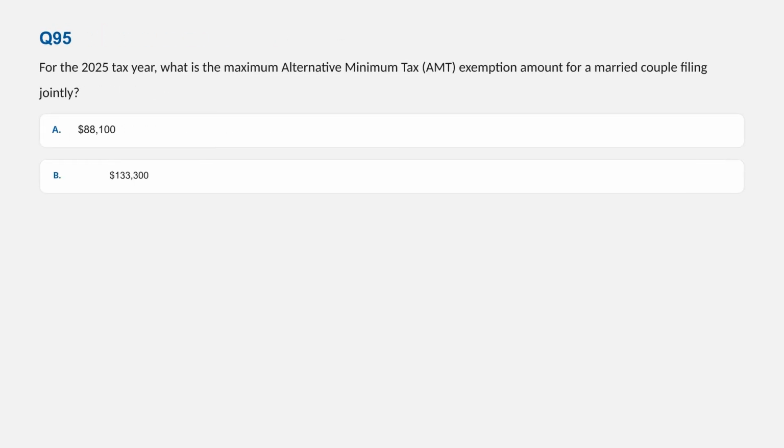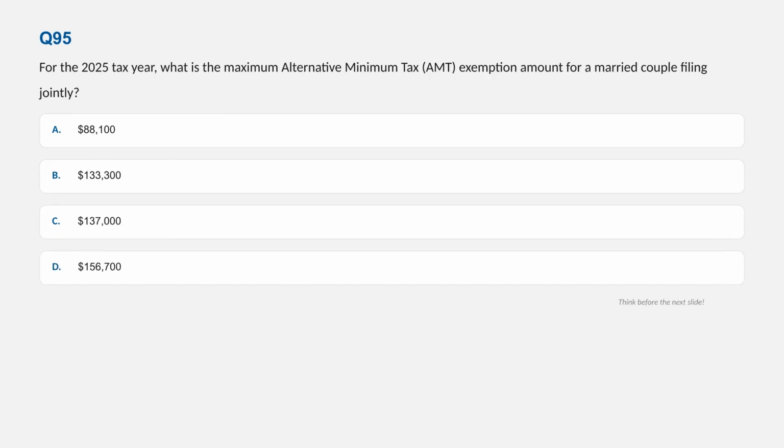Alright, let's move to question 95. For the 2025 tax year, what is the maximum alternative minimum tax (AMT) exemption amount for a married couple filing jointly? A. $88,100, B. $133,300, C. $137,000, D. $156,700.